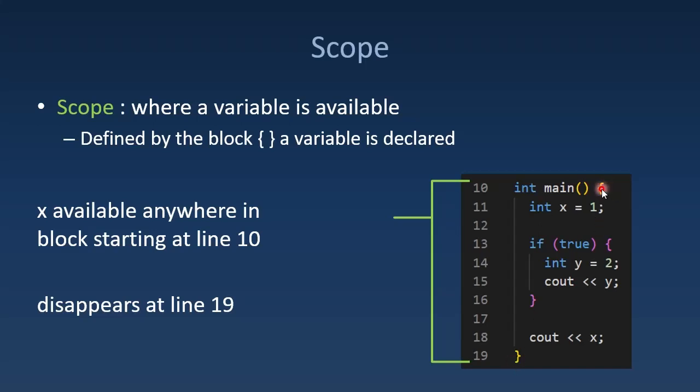So here is a block of code starting at line 10 and going to line 19. Anything that I declare inside this block, like x, is going to be available anywhere inside of this block. So from lines 10 through 19, I can talk about x. And I shouldn't do it before I declare it, but on all the rest of the lines in this block, I can talk about x.